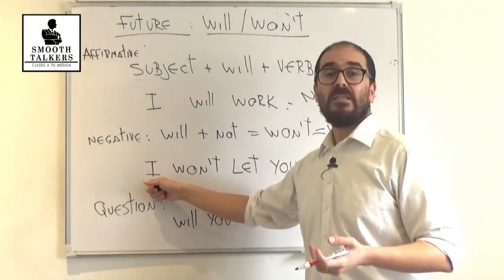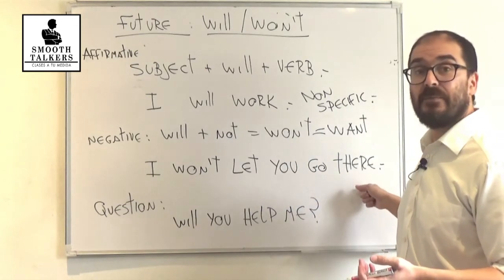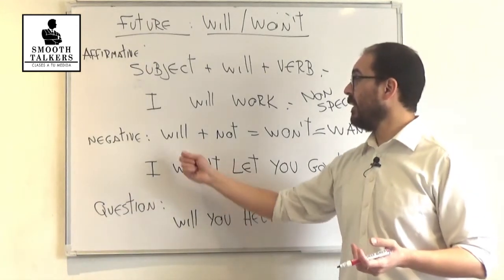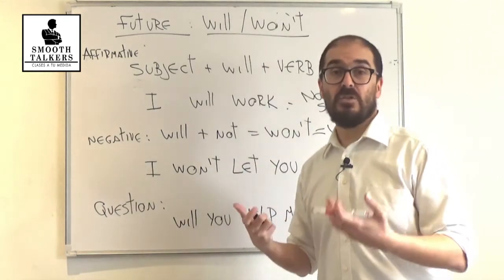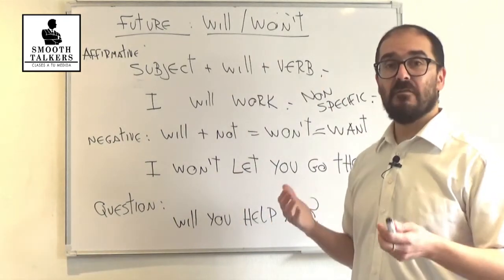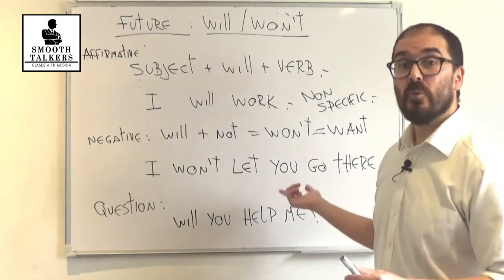Let's take a look at the negative phrase here. I won't let you go there. Essentially, this is I will not let you go there. So it acts as a prohibition. And you are manifesting the fact of wanting to stop someone from doing something.